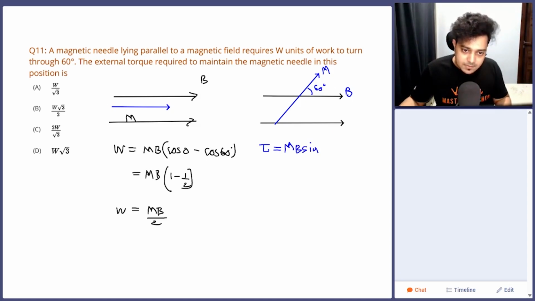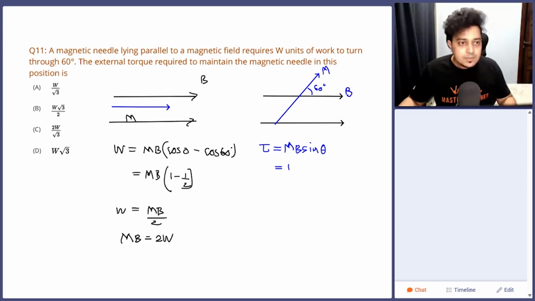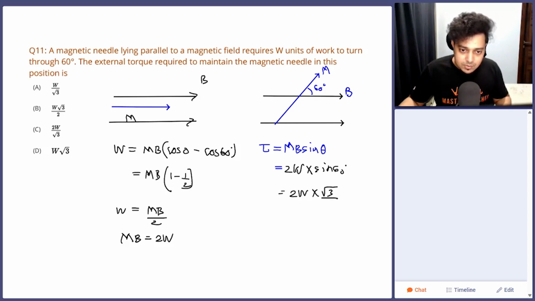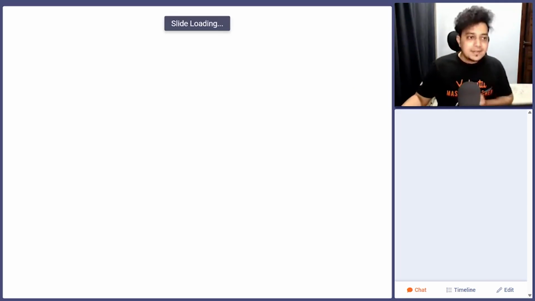MB sine theta, correct? Now we can make a substitution for MB. M into B can be replaced as 2 into W. Let's do that because the options are in terms of W only. So let's replace this as 2 into W, and theta is 60 degrees. So 2 into W, sine 60 is root 3 by 2, the 2s cancel. So root 3 into W, that is your answer. D is the correct answer. Fine. Next question.